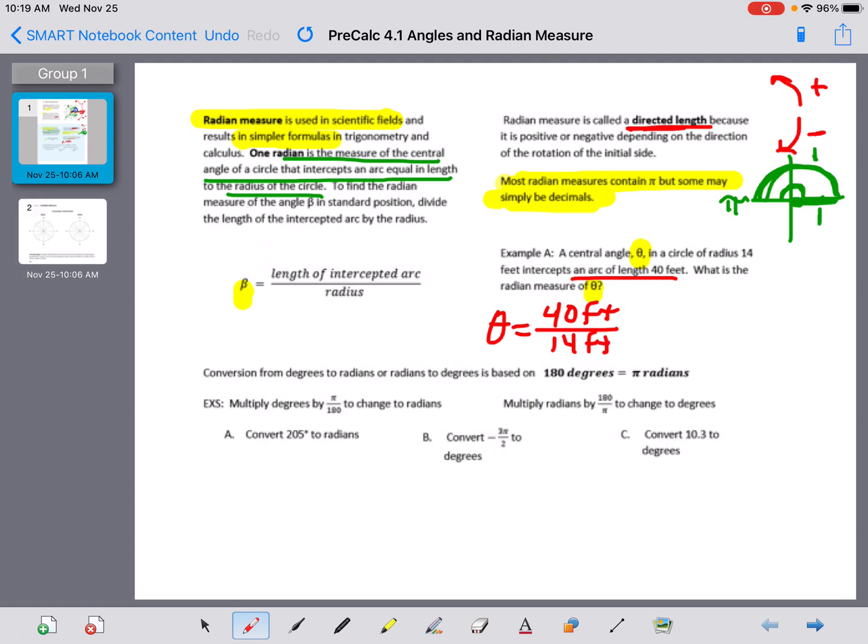Always good to double check those units, make sure they're the same. If they are, they basically cancel each other. I can reduce that to 20 over 7 when I divide by 2. So either 20 over 7 radians, or you can hit that on the calculator. It's about 2.9, okay? So either one of those is an acceptable answer for the radian measure.